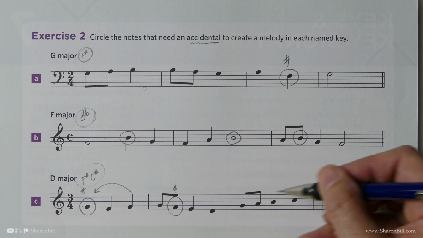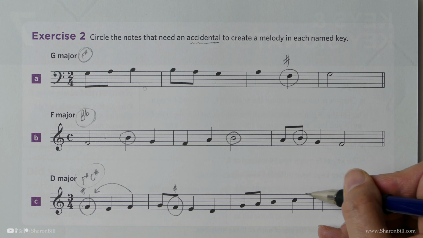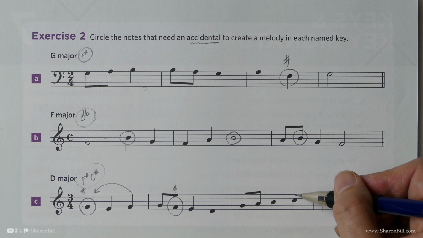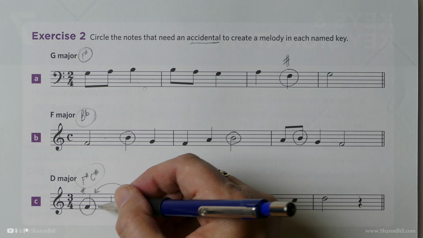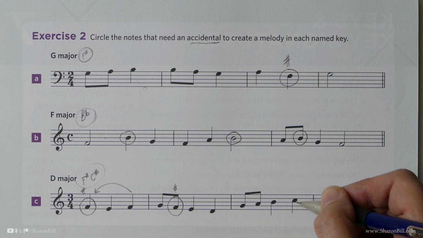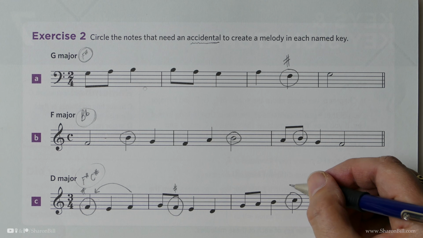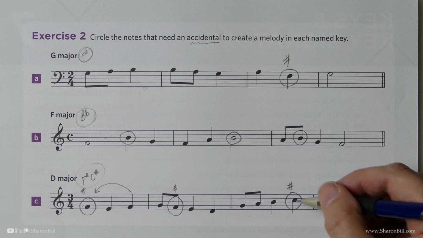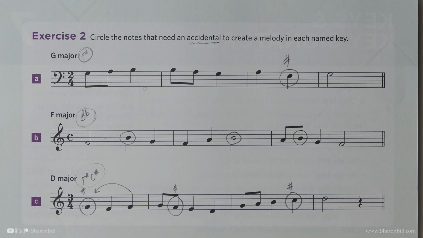Are there any more F notes? No, there's no more Fs. There's no top Fs either. So now we need to find any C sharps. So there's no middle Cs. So F, A, C is this third line. So there's none here until this penultimate note here. That C would need to be made C sharp by adding an accidental. So these are the notes that you should have circled.